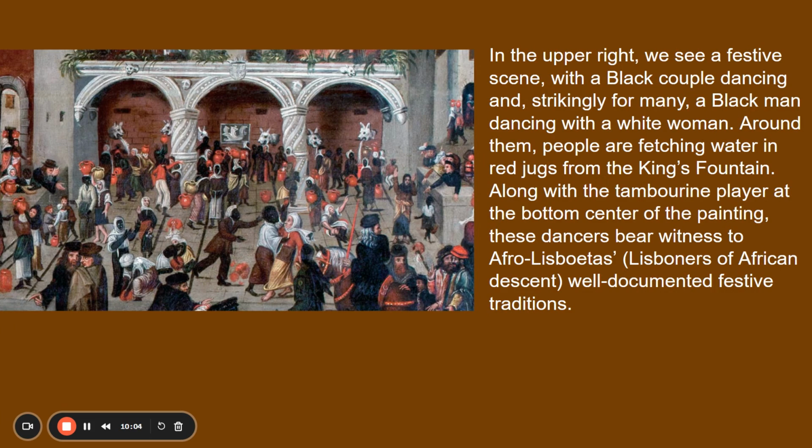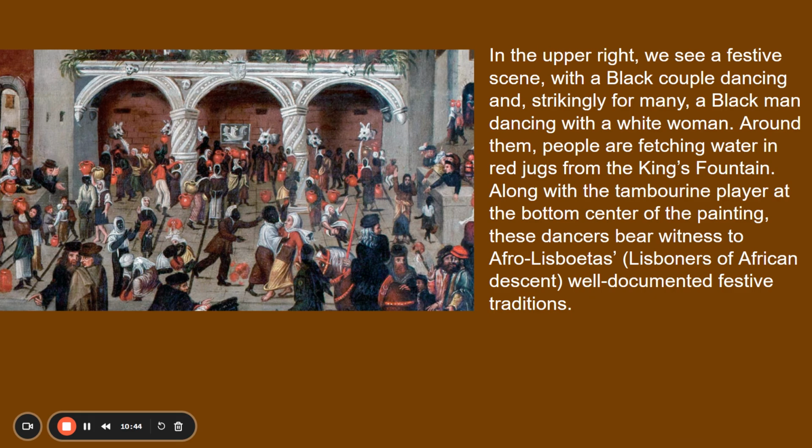And what we have here is a festive scene. So this is dancing, music, socialization, congregation. And if you look very, very closely, there are some interesting things that you can take note of. One is right here in the center. We see a Black man dancing with a white woman, which is very interesting. But we also have a Black couple that's also dancing as well.